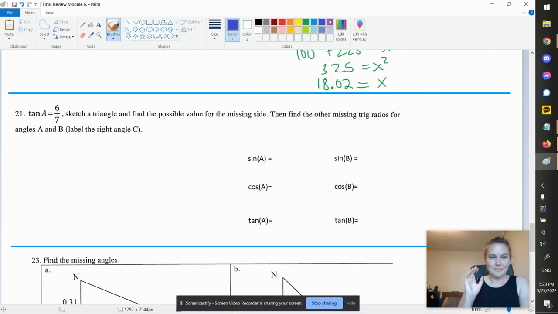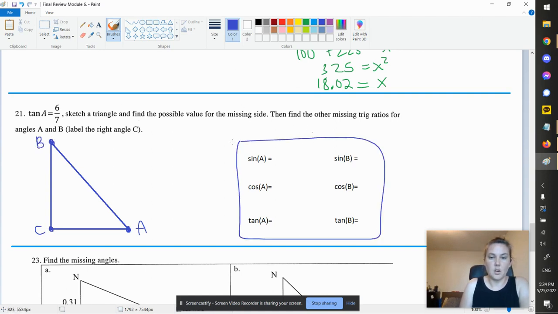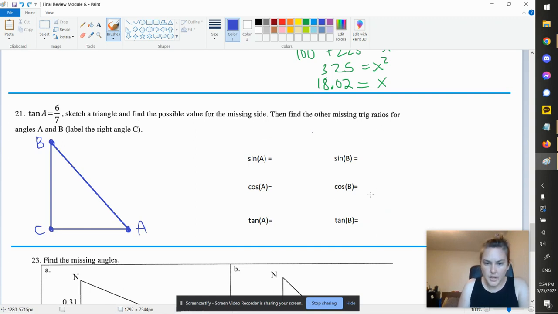Now we're going to do trig. If we are given this one, the tangent of A is 6 over 7. We want to sketch a triangle and find the missing sides. So I've drawn my triangle. We said that A is like maybe here. They want us to label the right angle as C. They want us to label the other angle as B. And they want us to find all of these trig ratios. We already know tangent of A.